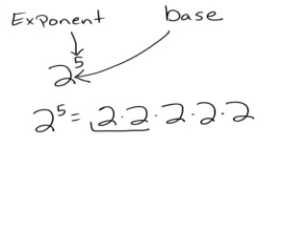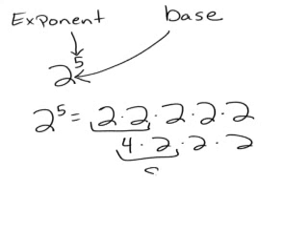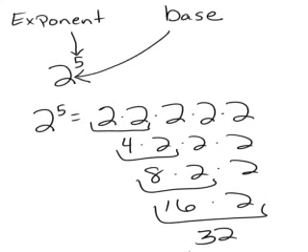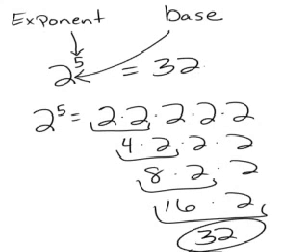So if I multiply this out, 2 times 2 is 4, 4 times 2 is 8, 8 times 2 is 16, and 16 times 2 is 32. So 2 to the 5th power equals 32.